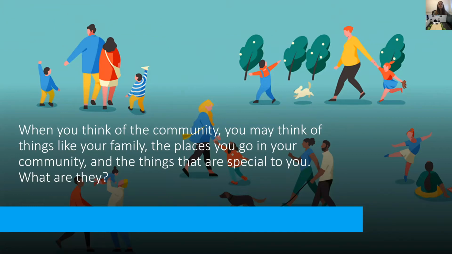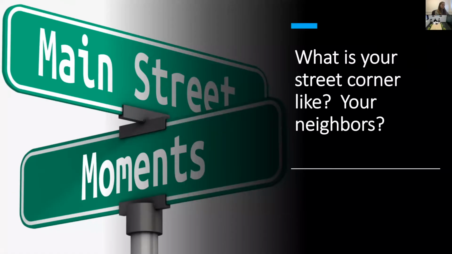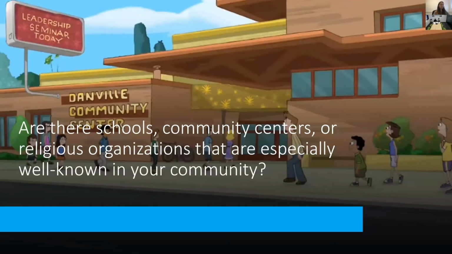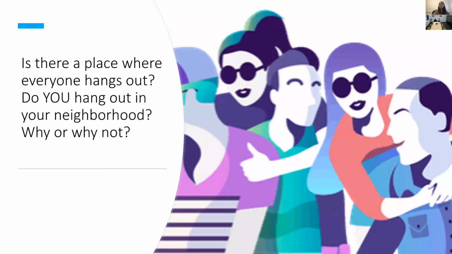When you think of the community, you may think of things like your family, the places you go in your community, and the things that are special to you. What are they? What is your street corner like? Your neighbors? Are there schools, community centers, or religious organizations that are especially well known in your community? Is there a place where everyone hangs out? Do you hang out in your neighborhood? Why or why not?